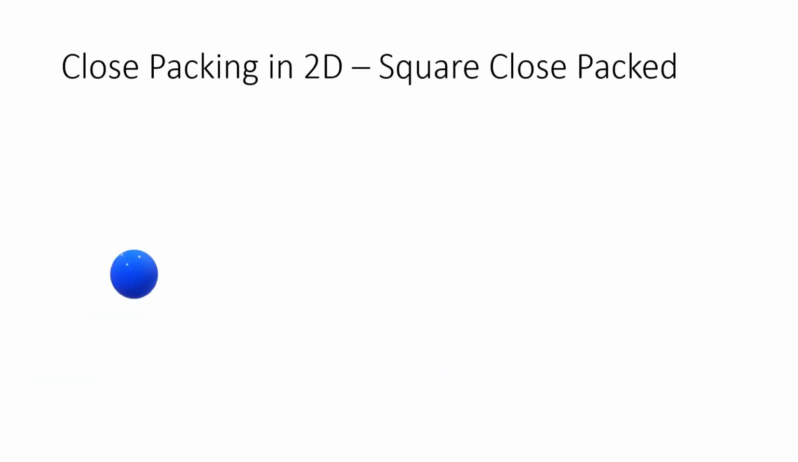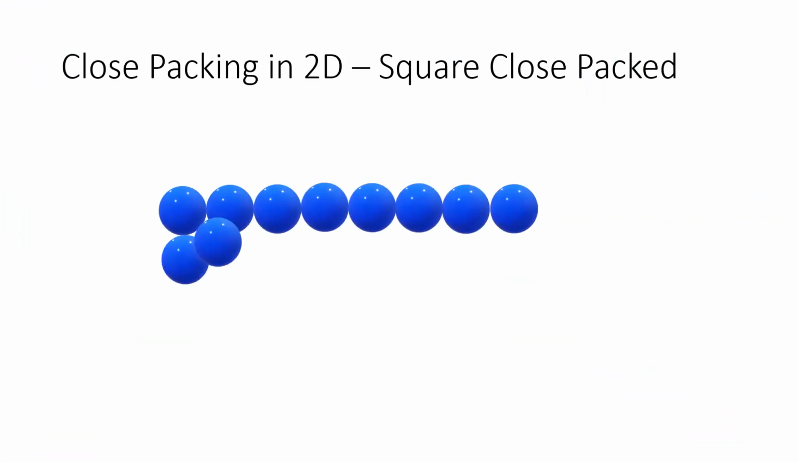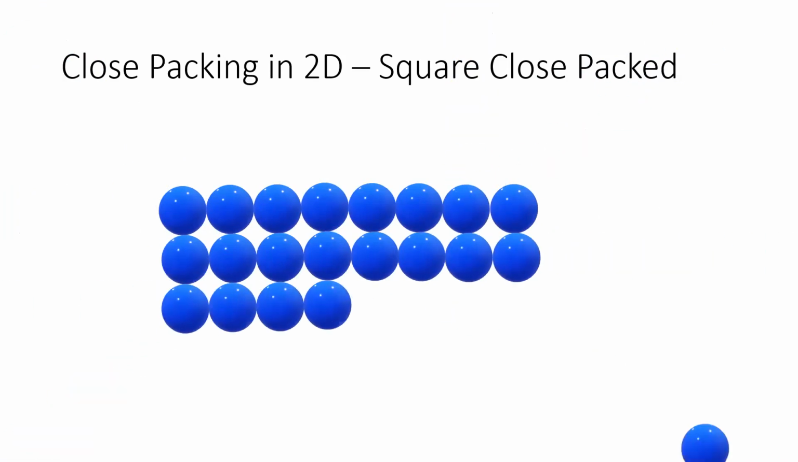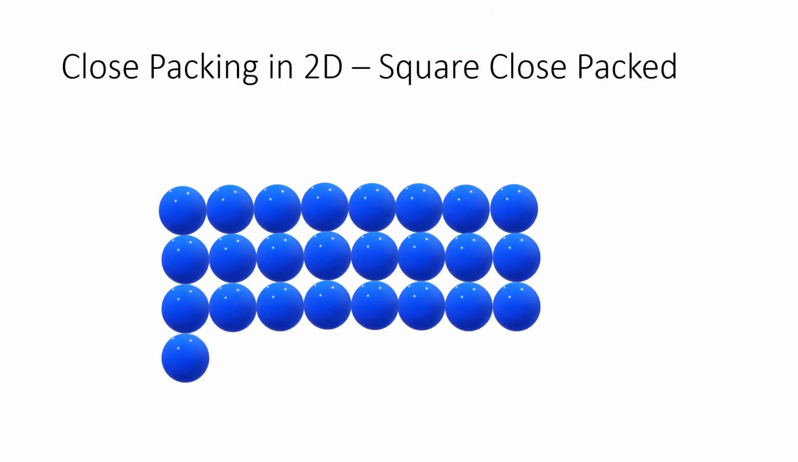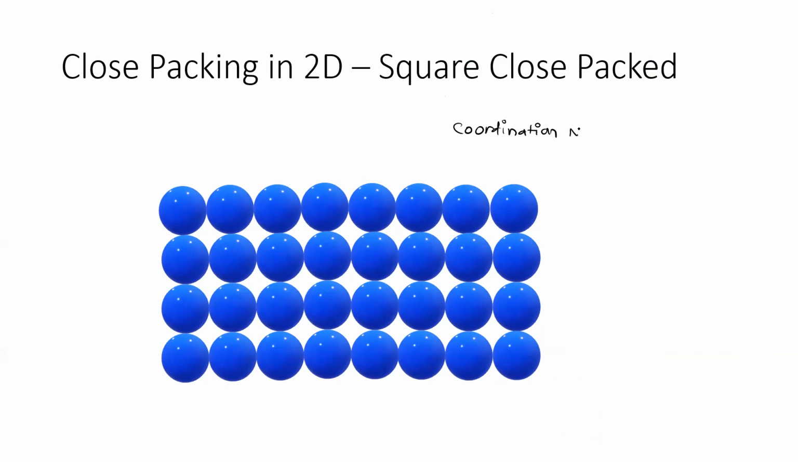Close packing in 2 dimensions, square close packed structure. How will it be? It will be like this, because it is 2 dimensions now, attached like this. Now, can you calculate the coordination number here? For any atom. It is not going to end, it continues in all the faces. 4 is the coordination number.